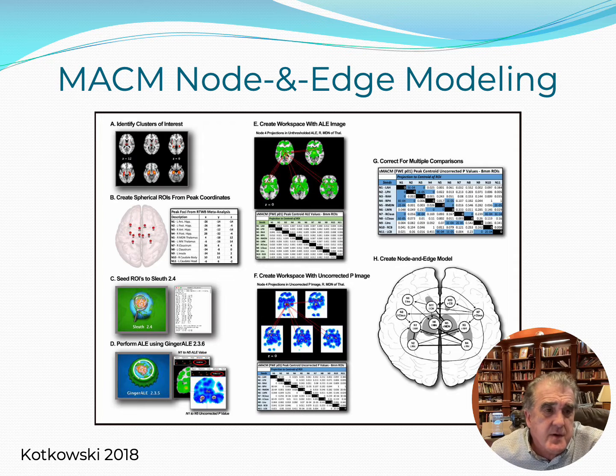The MACM approach has recently been extended by Eitan Kotkowski, who developed a pipeline approach to using ALE to discover nodes, both in health and disease, and then using MACM to identify edges to make a more formal node and edge model out of the connectivity maps that Robinson generated. Here he's modeling network connectivity in the amygdala, and this was done both with structural data, healthy control data, and with voxel-based morphometry data.